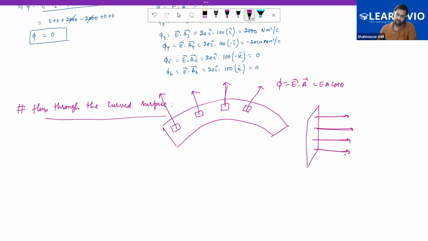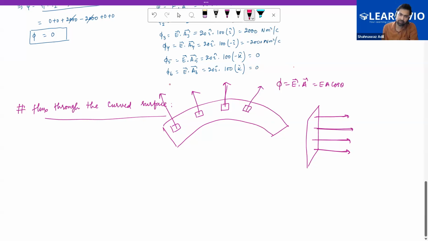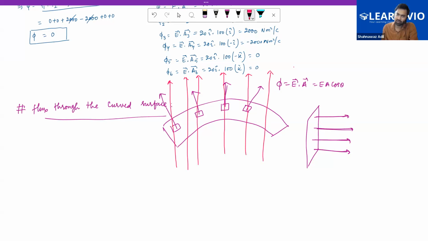Yes, sir. And also, let's say the electric field in this region, and we are talking specifically about the uniform electric field. So the electric field is always constant, uniform. Let's say this is the electric field that we have. All are parallel. So all these are parallel, right? They are uniform.